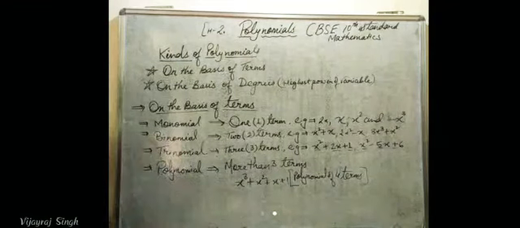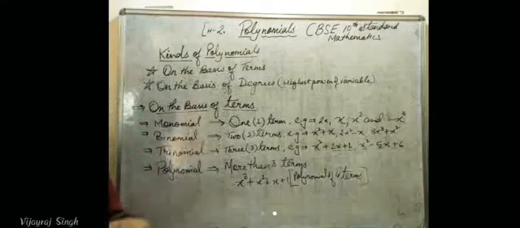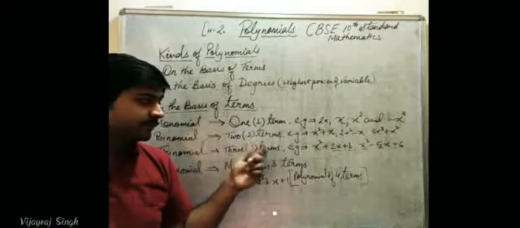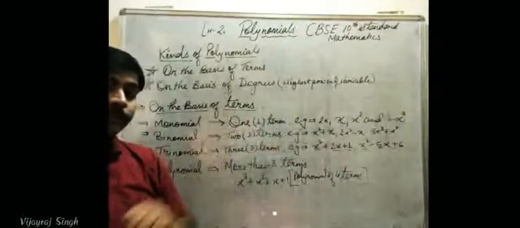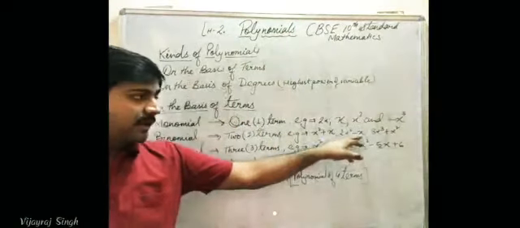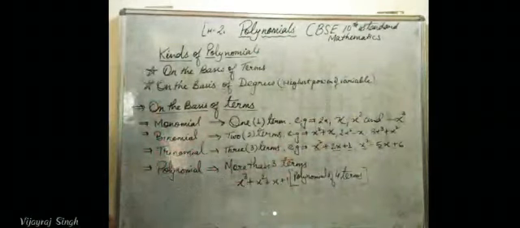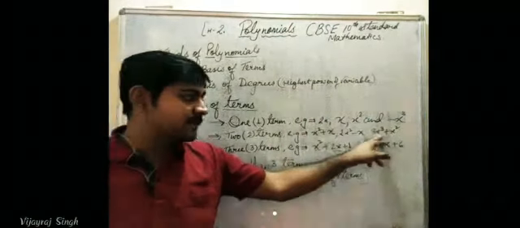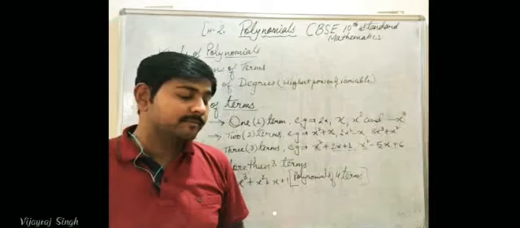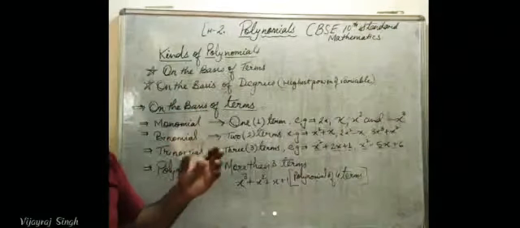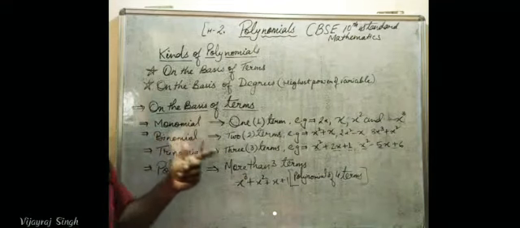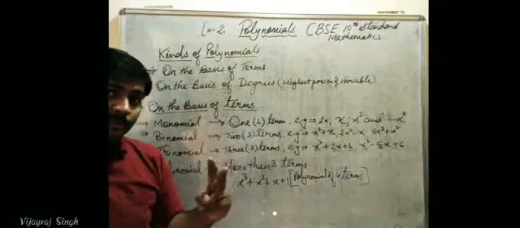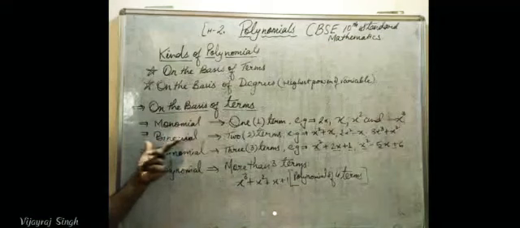If I talk about binomial, there are two terms: x square plus x. There are two terms in 2x square minus x. Again two terms in 3x cube plus x square. This is also an example of two terms. That's why any polynomial which contains two terms is called a binomial.